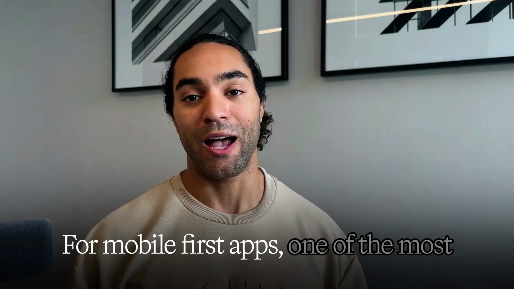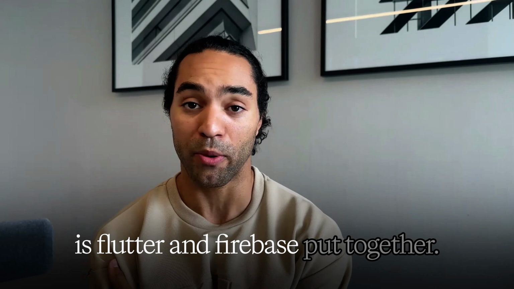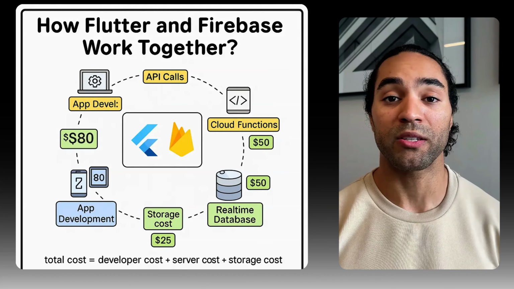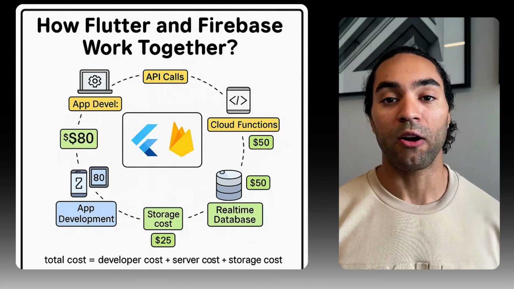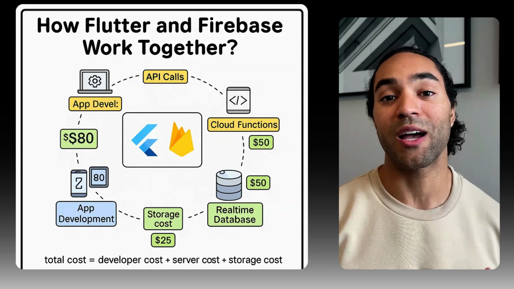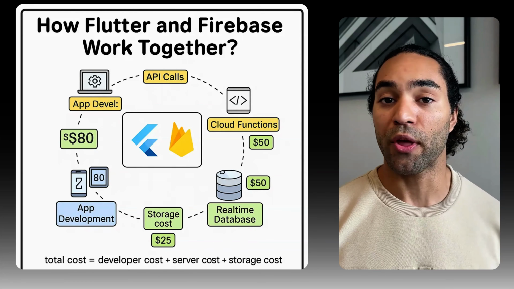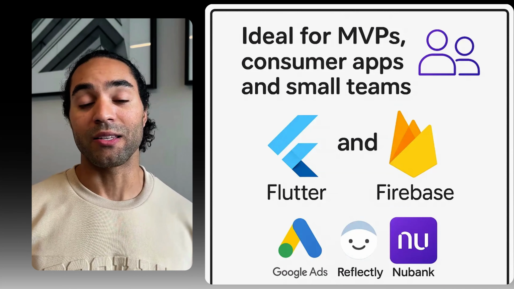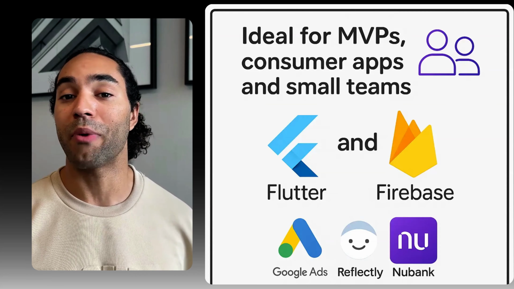So now that we understand the structure, let's talk about real tech stack combinations that are high performance and founder-friendly. For mobile-first apps, one of the most popular and efficient tech stacks today is Flutter and Firebase put together. Flutter is developed by Google, which allows you to write one code base and deploy to both iOS and Android, which saves time and money. Firebase handles your backend, so the real-time database, hosting, authentication, and push notifications, without you needing to set up your own servers. That's a good thing. This stack is ideal for MVPs, consumer apps, and small teams without a full-time backend engineer.